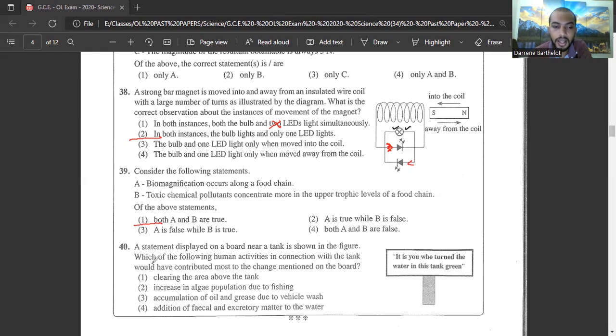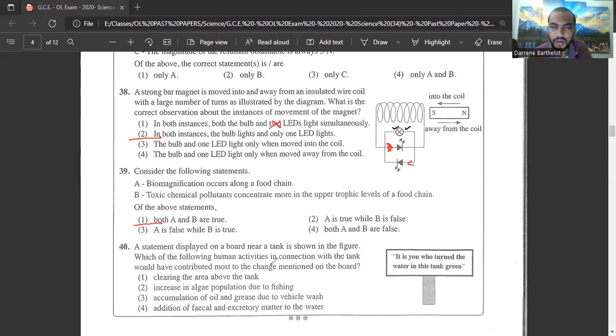40th question. A statement displayed on a board near a tank is shown in the figure. It says that it is you who turned the water in this tank green. Which of the following human activities in connection with the tank would have contributed most to the change mentioned on the board? First one, clearing the area above the tank. Clearing the area above the tank will not give the tank a green color. It's wrong. Second one, increase in algae population due to fishing.